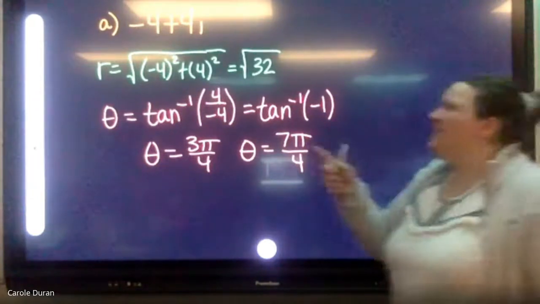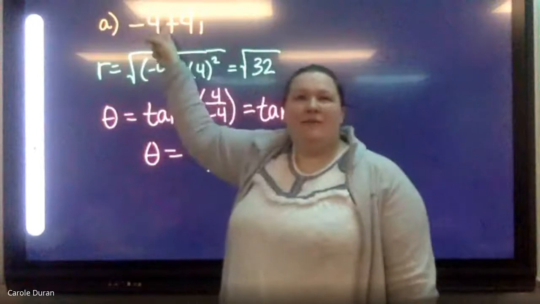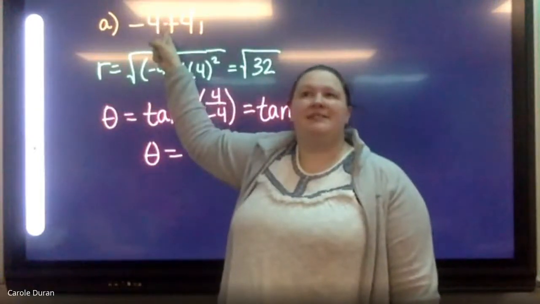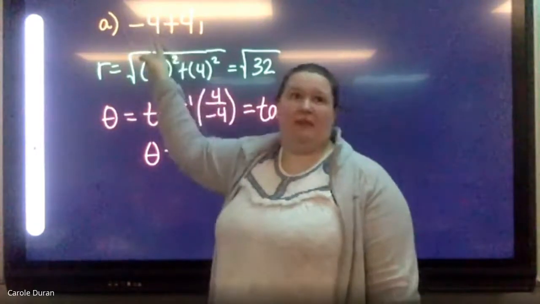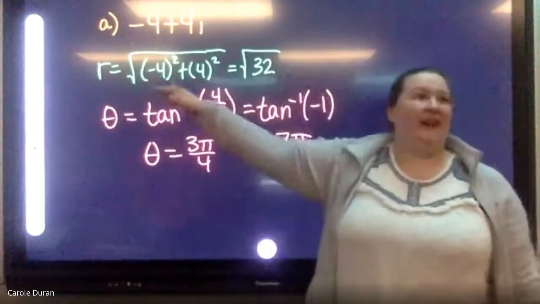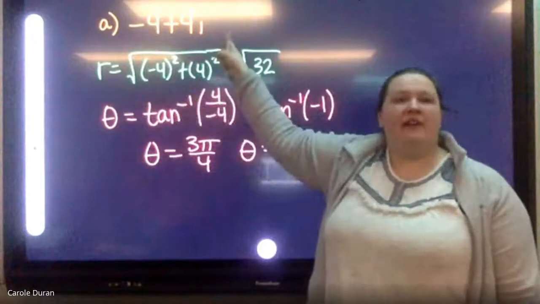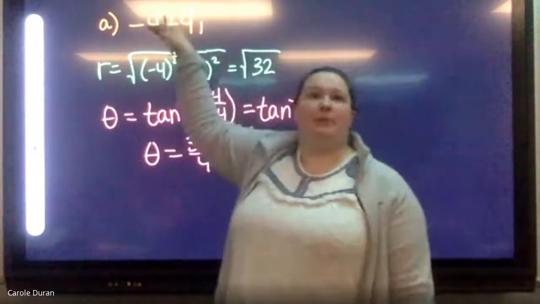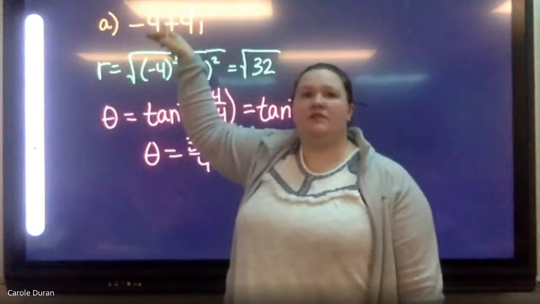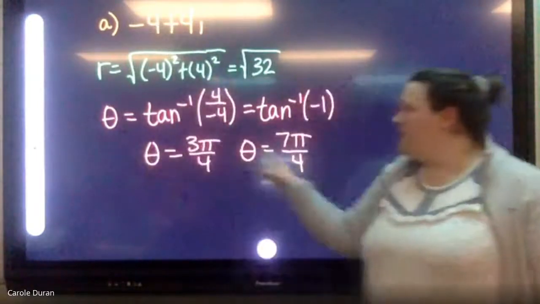Look at the signs of the number I started with. My first number corresponds to my x-axis. Was it positive or negative? Negative, which means from the origin, I went left. Was my y value positive or negative? Positive. So I went left and I went up, putting me in which quadrant on the unit circle? 2. Which one of these two is in quadrant 2?